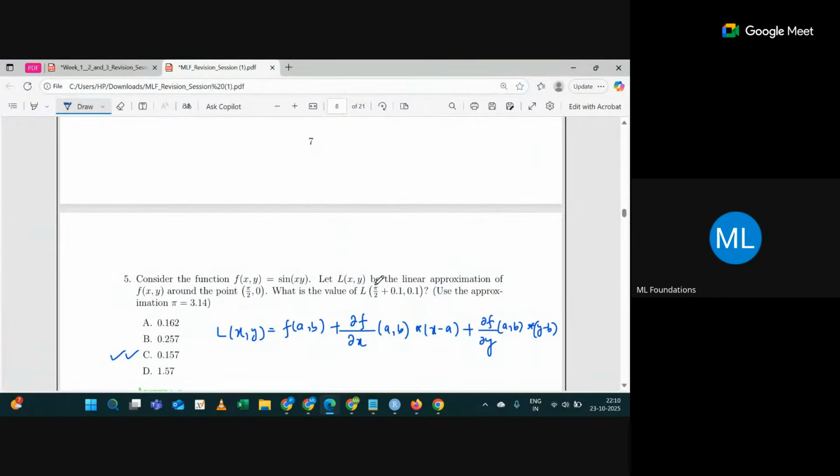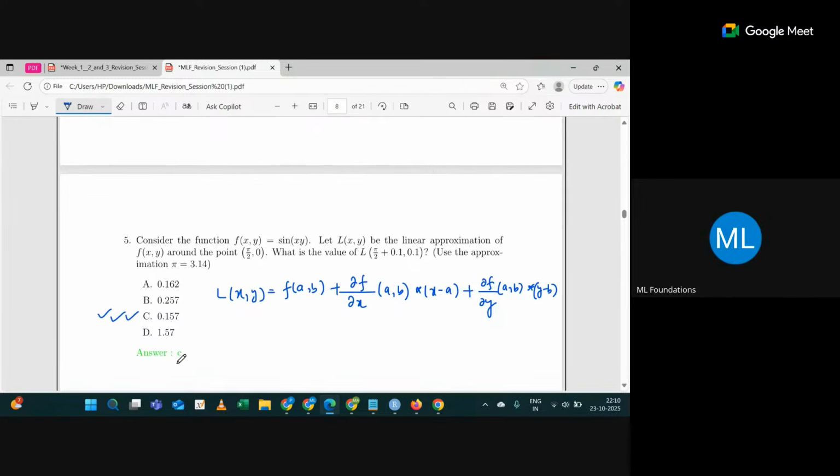Okay, so everyone is able to follow me, right? Great. Option C is correct, I think. Okay, let me solve. Answer is C. But let's try to understand the problem. This is the way we have to find the value of L of pi by 2 plus 0.1.